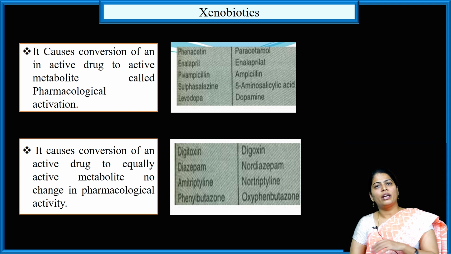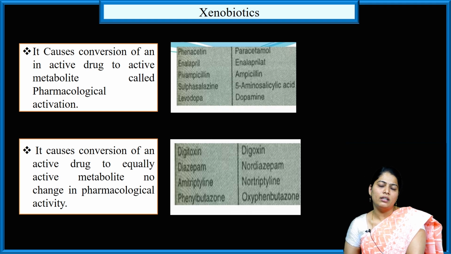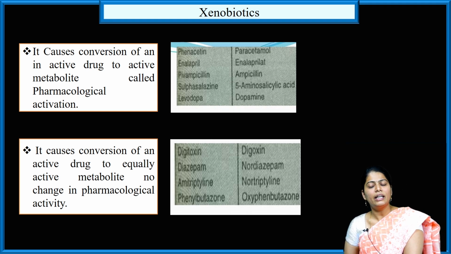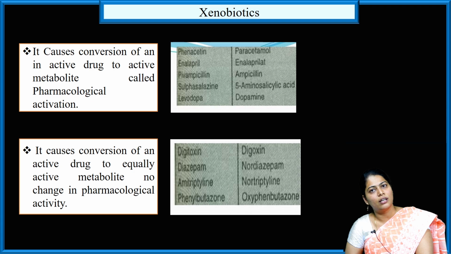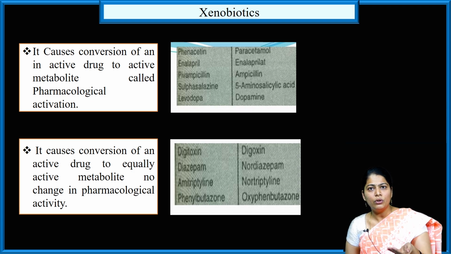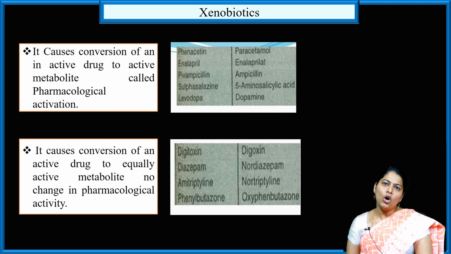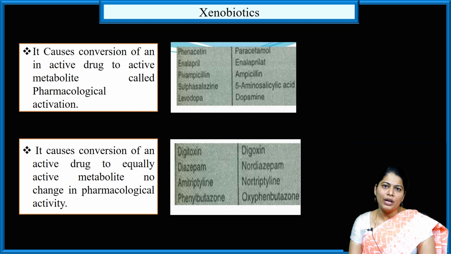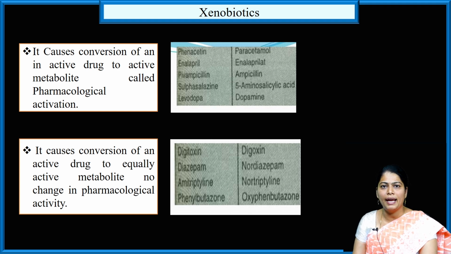If this type of prodrug enters the body, it dissolves in our stomach, and the inactive form of the drug enters the blood circulation. At the portal circulation, when it enters the liver, it is converted into active form and shows the mechanism of action. Examples are phenacetin to paracetamol, enalapril to enalaprilat, pivampicillin to ampicillin, sulfasalazine to 5-aminosalicylic acid, and levodopa to dopamine. All these drugs are sensitive to the environment and to different exposures of pH and temperature, so we convert them into prodrugs.